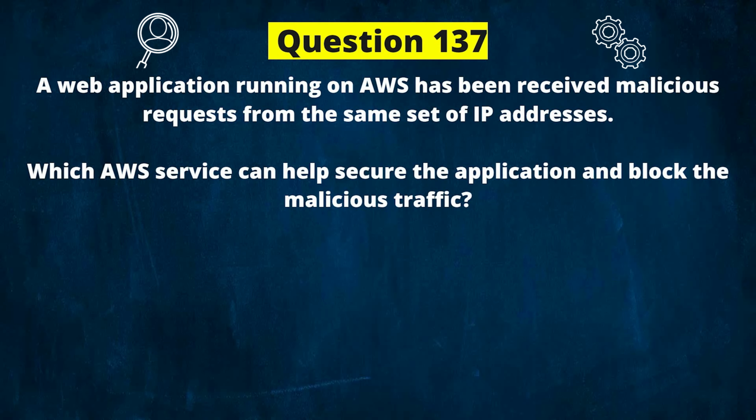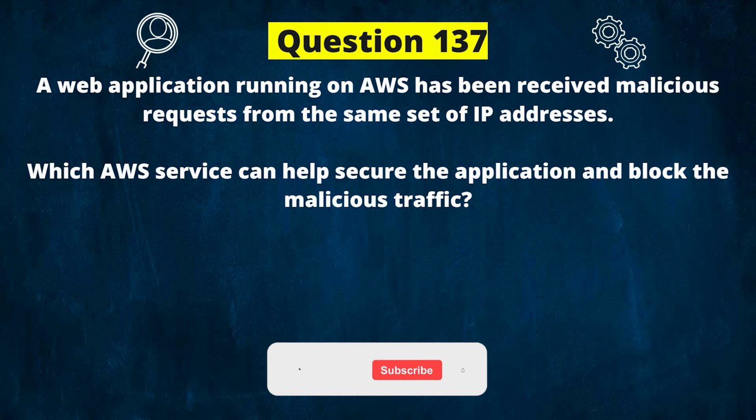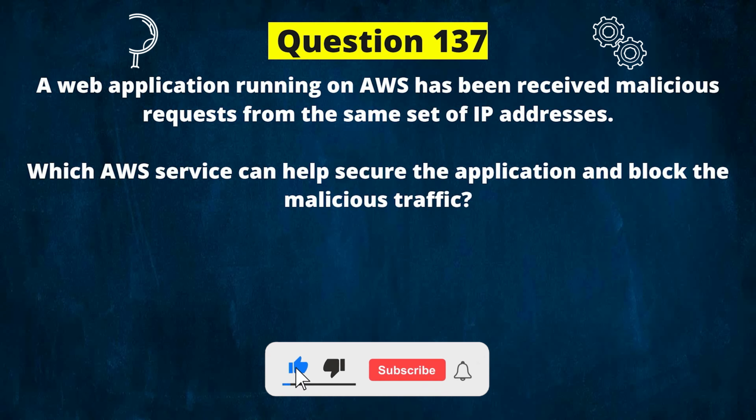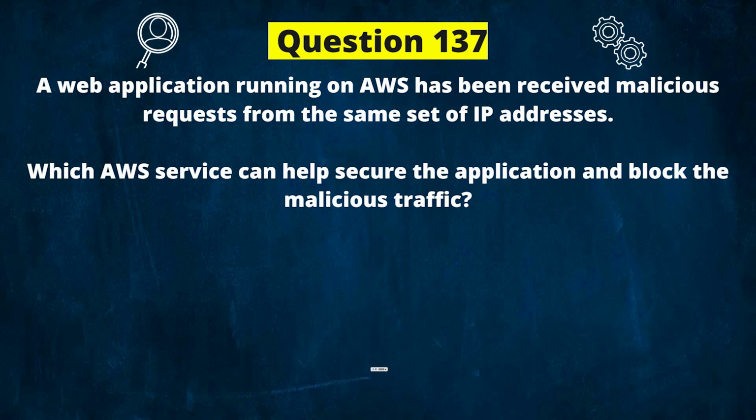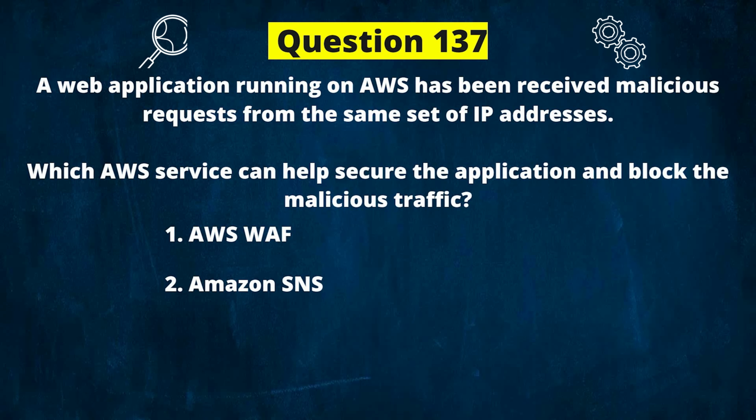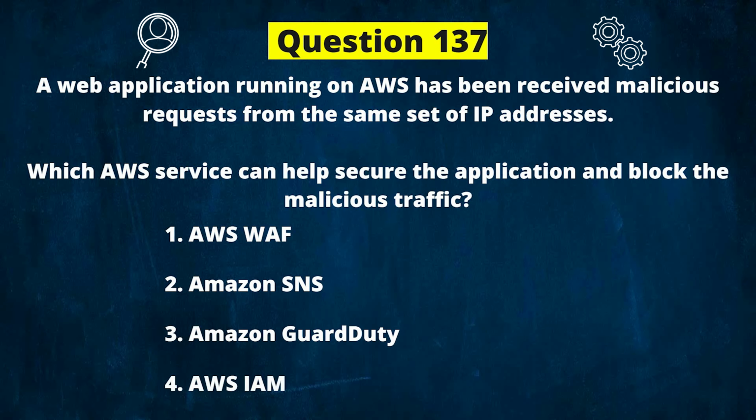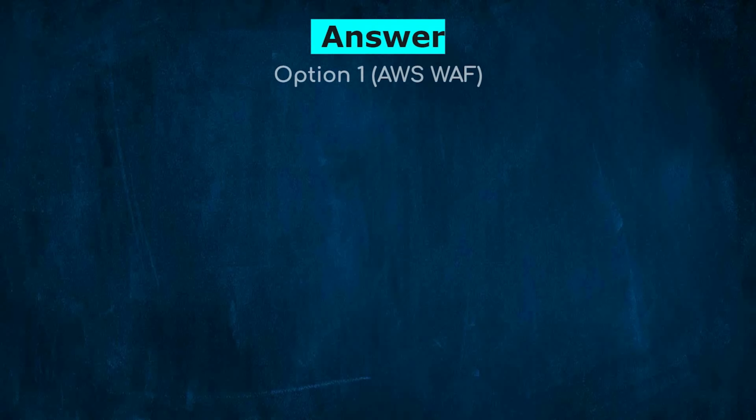Next question. A web application running on AWS has been receiving malicious requests from the same set of IP addresses. Which AWS service can help secure the application and block the malicious traffic? Now the options are: Option 1, AWS WAF. Option 2, Amazon SNS. Option 3, Amazon GuardDuty. Option 4, AWS IAM. And the correct answer is Option 1, AWS WAF.